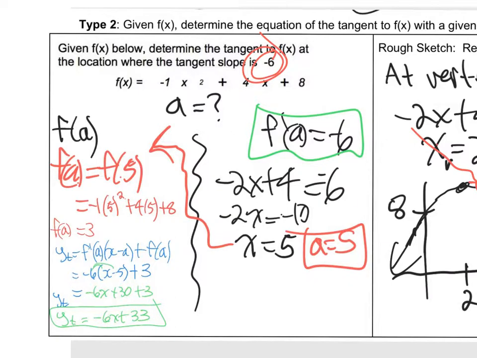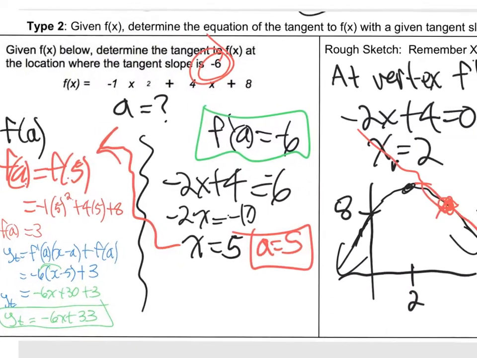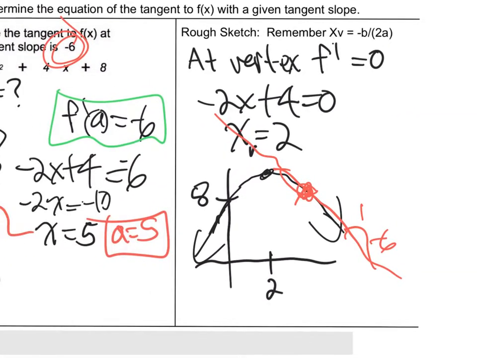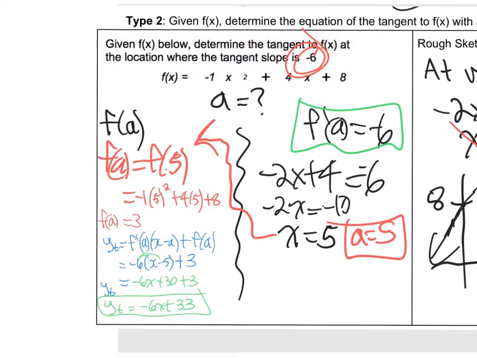That's the location where the tangent slope is negative 6. So I go over to here, and I know then that the tangent is at 5. That's our a value. So that's where I know the tangent is. Now it's just a regular tangent question after that. All I had to do was find out the location where the slope of the tangent was negative 6. So let's go back over to this side.